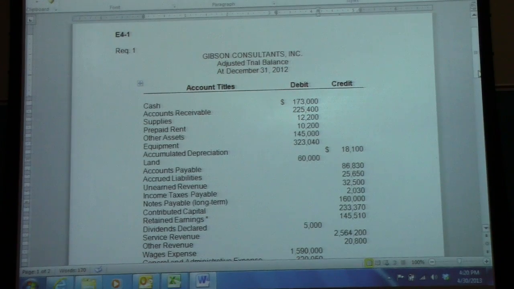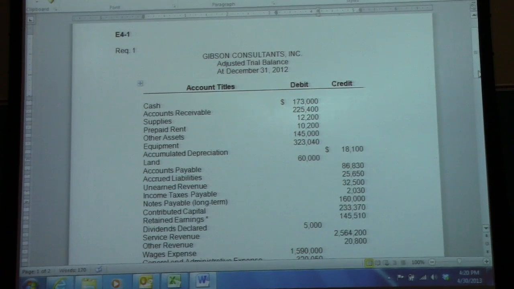Okay, the next problem on the list is E41. E41 asks us to take a number of different T accounts and then create an adjusted trial balance with those T accounts, okay? Since there was a voluminous number of T accounts, I've instead put this on the computer as opposed to writing all of it out on the chalkboard. I think it'll be clearer for you and easier for me to just place it on the computer.